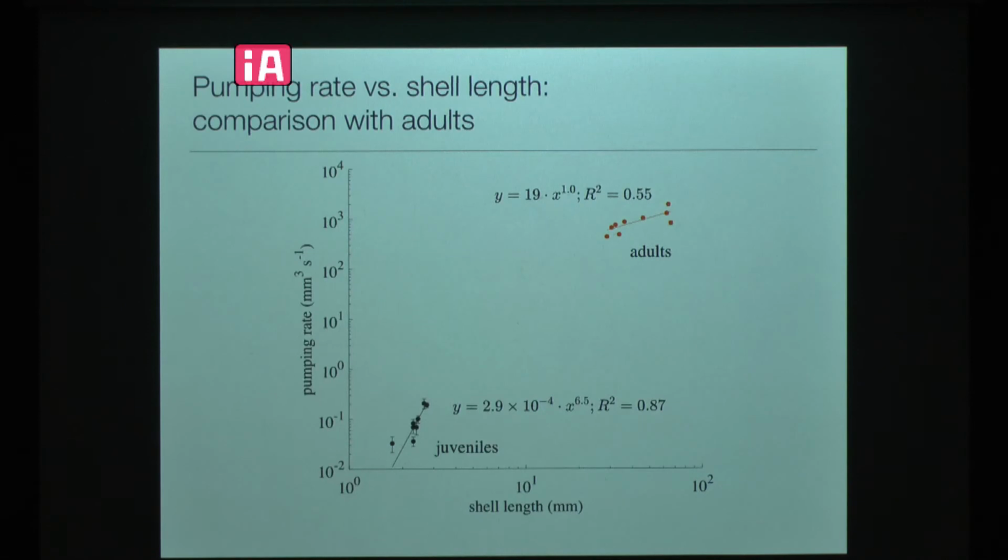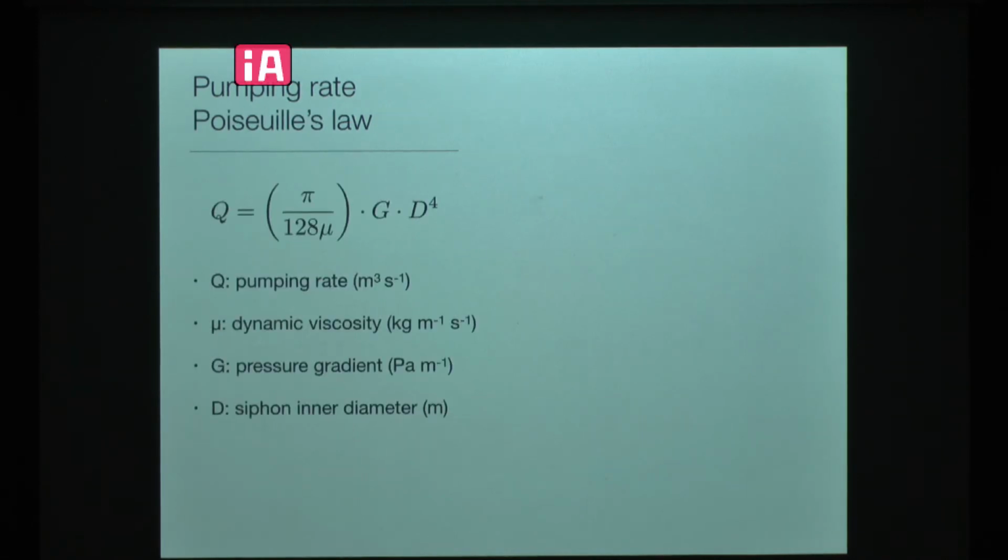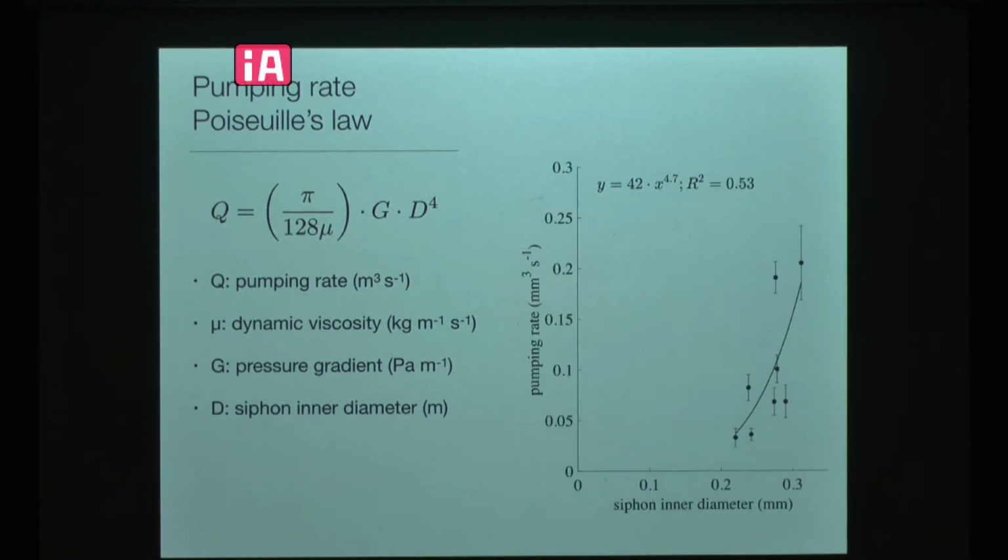So how do we explain this? Well, we think that this comes back to Poiseuille's law. We think that siphon diameter is the major limiting factor in determining pumping rate for these juveniles, and that comes back to that fourth power. So if we look at pumping rate in terms of siphon diameter, we see a similar exponent of 4.7.